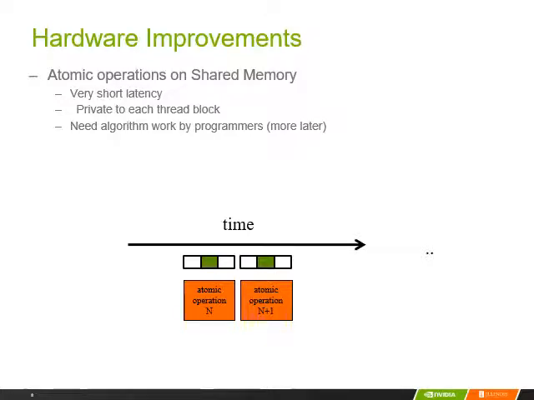However, shared memory is private to each thread block. Therefore, we need to make algorithm changes in order for the kernel to be able to limit the scope of atomic operations to within the thread blocks. And this will motivate the algorithm change with a technique called privatization that we will be covering in the next lecture.